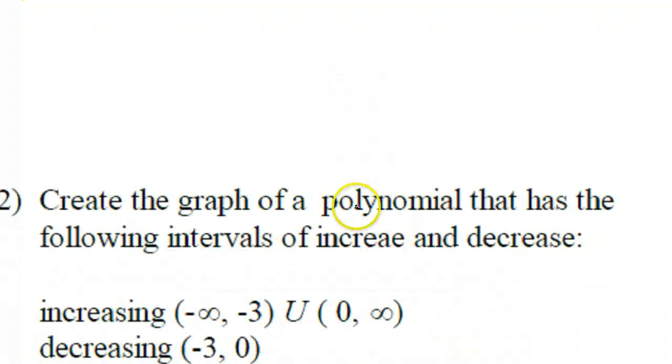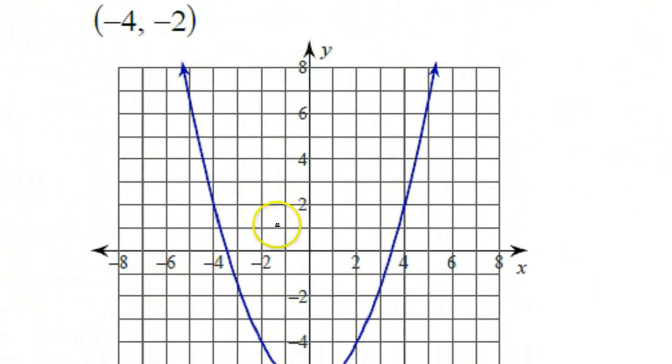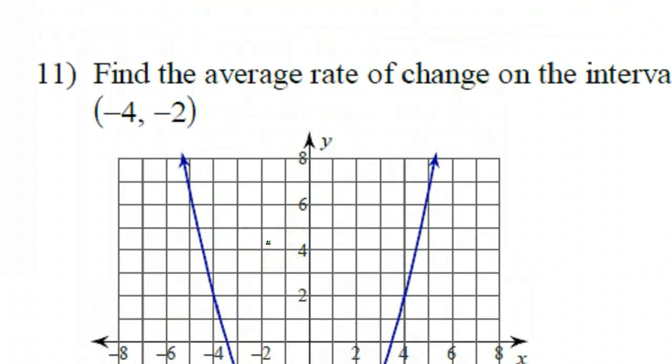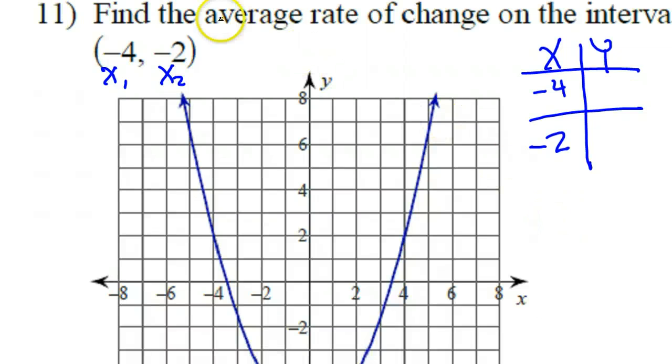Do I hear an 11? Okay, another average rate of change problem. I'm going to do this one more quickly now that we see how it's done. Make your XY chart. This is x1, this is x2. So there's negative 4, and there is negative 2. Now let's find the y values that go with these guys.